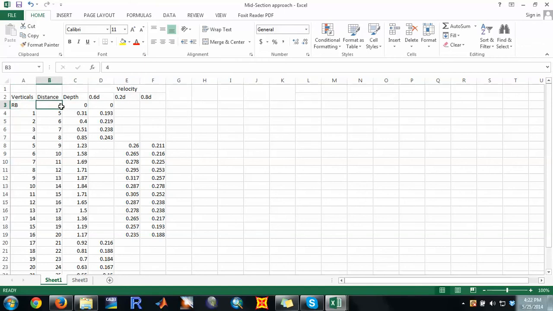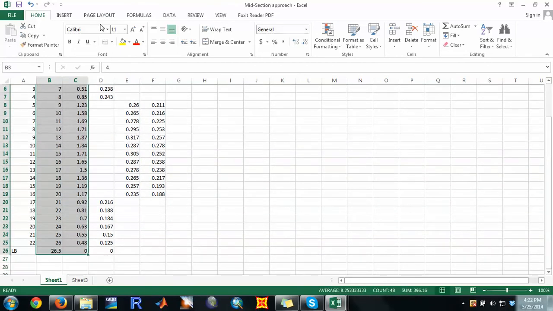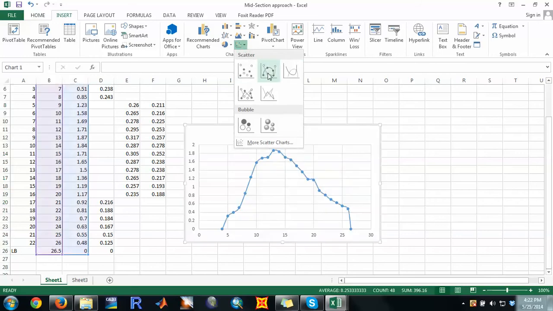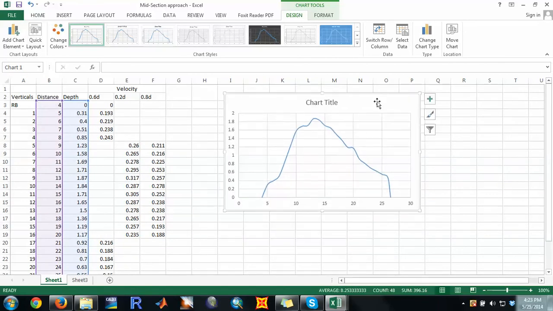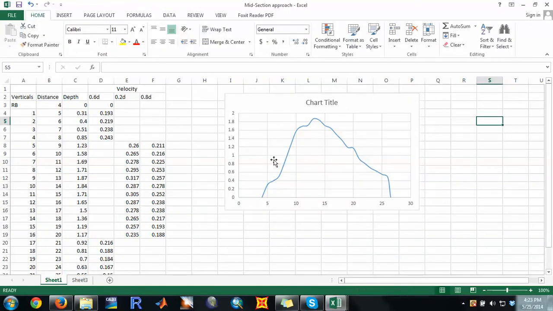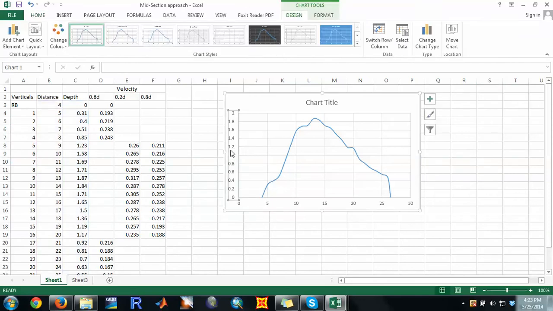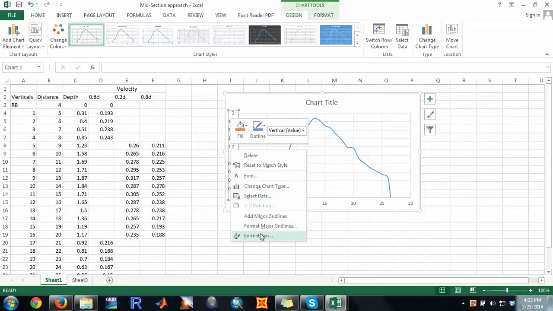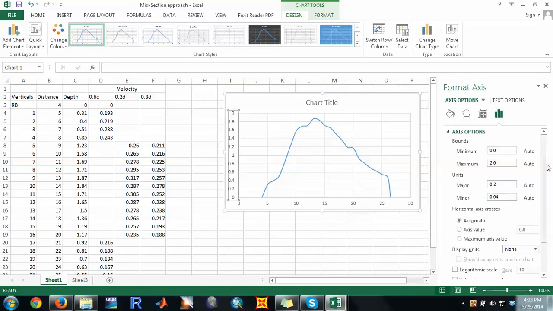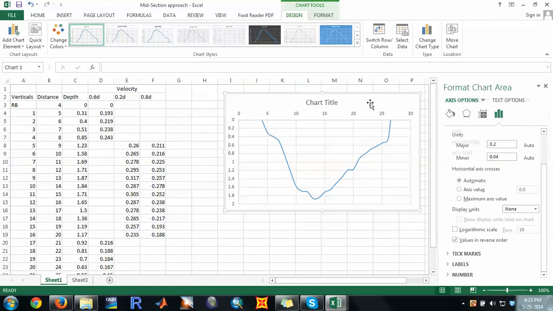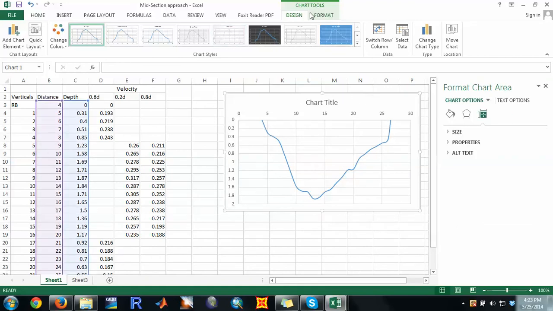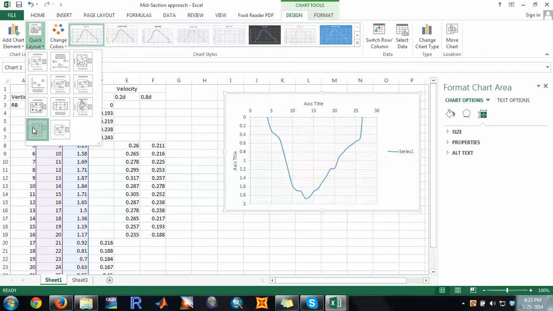So we can plot these two, distance versus depth. If you have depth on the y-axis and distance on the x-axis, insert a chart and you can see the river cross section. This is in an inverted form, so if you want to change this, you just come to this axis, right click, and then format axis and select values in reverse order. So here is what you have. Then you can use quick formats.